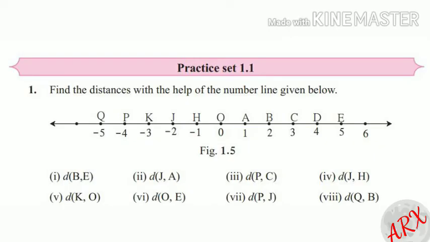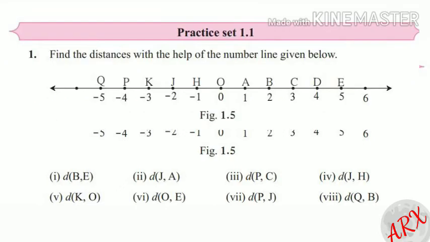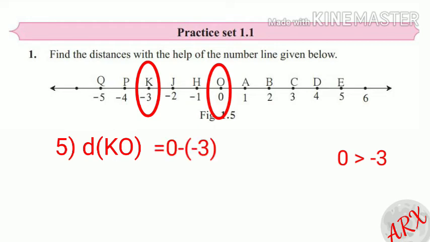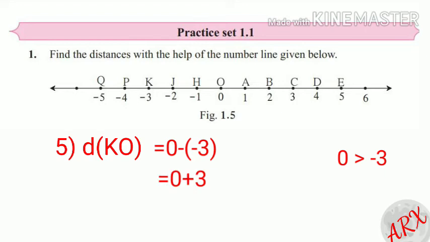Question number 1. Find the distances with the help of the number line given below. Question number 5. To find distance KO. Now coordinate of point K is minus 3 and that of point O is 0. Now 0 is greater than minus 3. Hence distance KO equal to 0 minus (minus 3). So it will be 0 plus 3. So distance KO equal to 3.